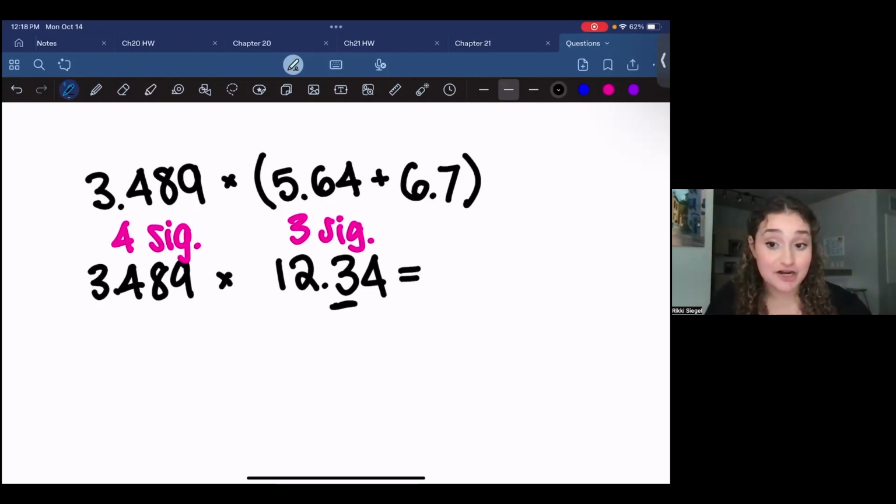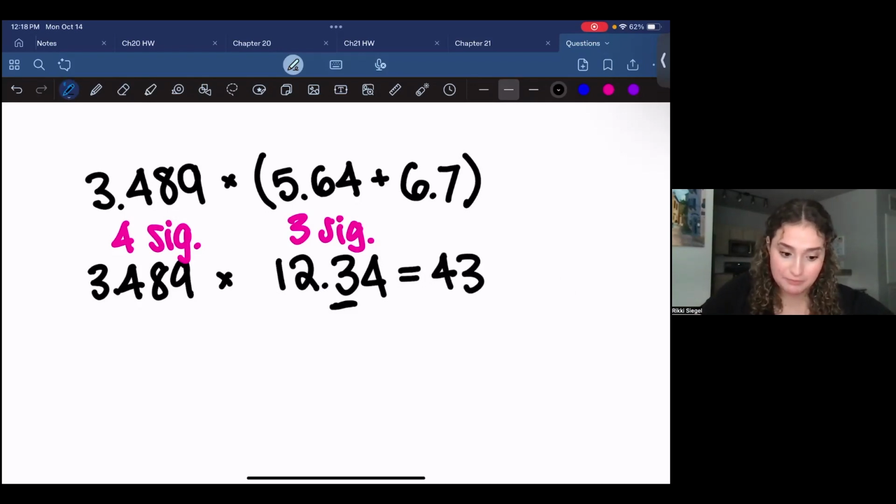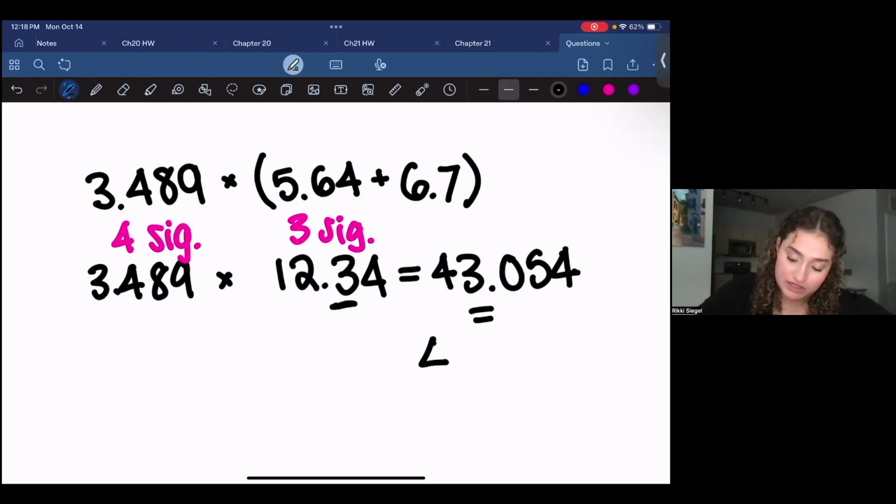When I plug this entire thing into my calculator, I'm going to get 43.054 and then some other digits. My final answer is going to be 43.1.